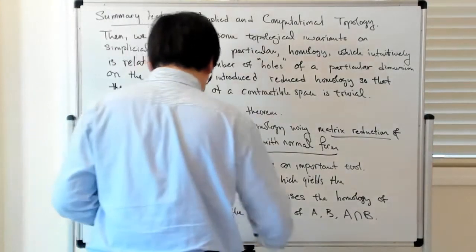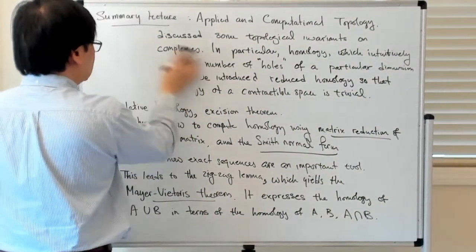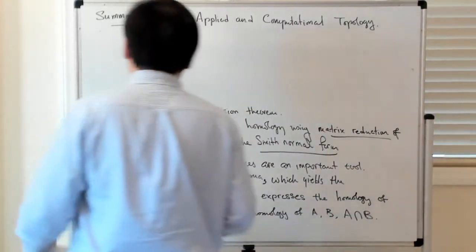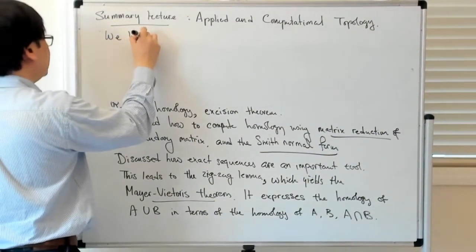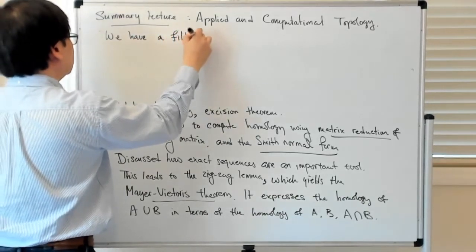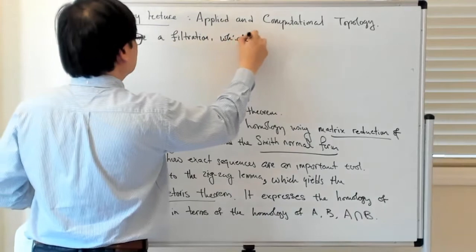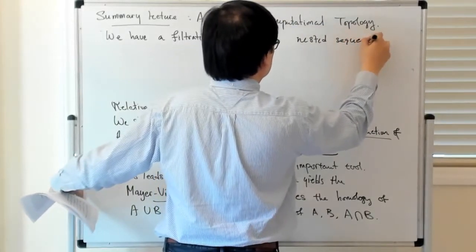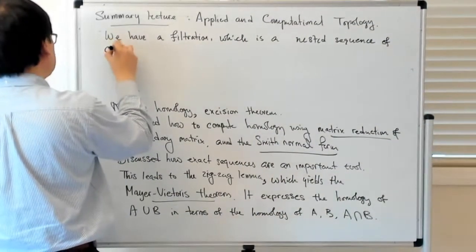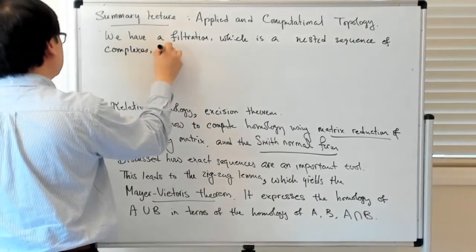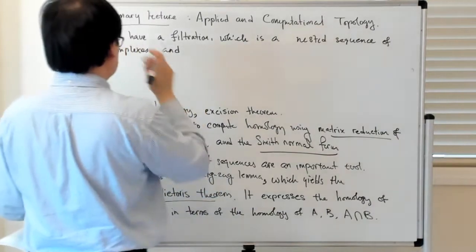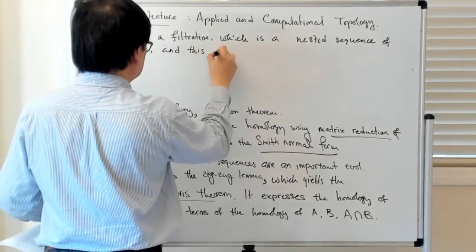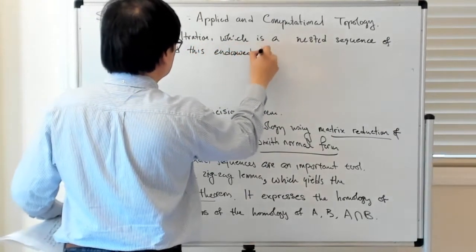Okay, so this leads to this notion of persistent homology. So we have a filtration, which is a nested sequence of complexes, and because they're nested, this is endowed with inclusion maps.